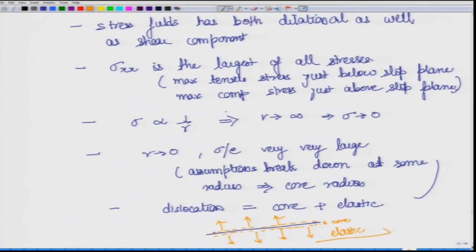Now, this core, as you can realize, we have said is 1 nanometer in radius, which means that when it comes to affecting or influencing other dislocations, it does not make much of a difference, particularly when the distance is a little large. However, the elastic field is the one that actually influences and decides a lot of characteristics of the crystal, because it has a large range, it affects up to a much longer distance.